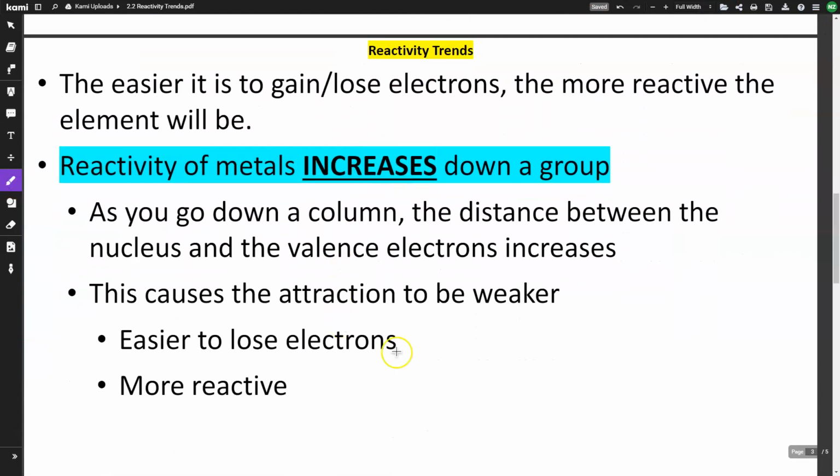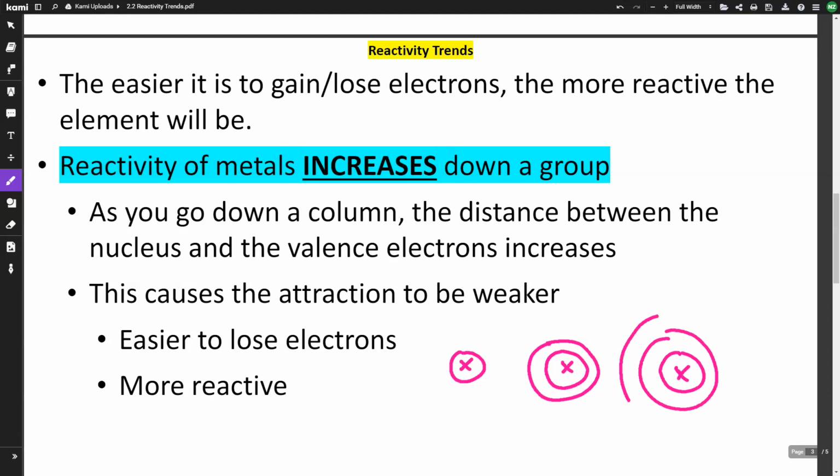Alright. The easier it is to gain or lose electrons, the more reactive an element will be. As you go down a group on the periodic table, here's what happens. In the first row, the first period, you have 1 orbital. On the second period, you have 2 orbitals. And in the third period, you have 3. And it keeps going. So the atoms get bigger and bigger as you go down a group on the periodic table.